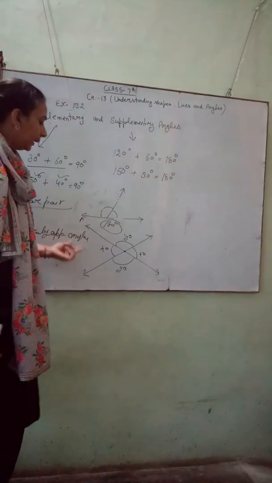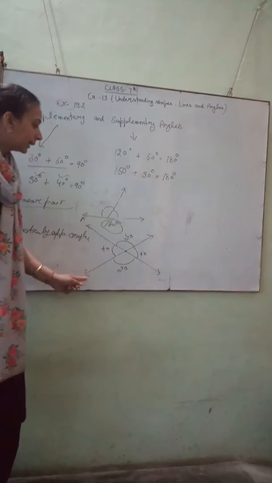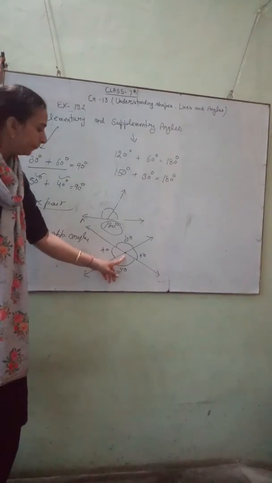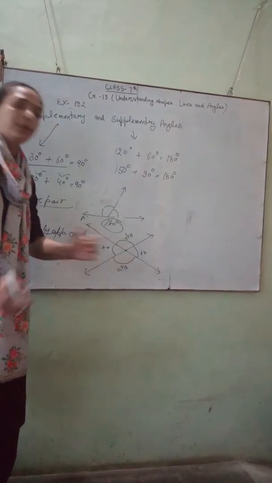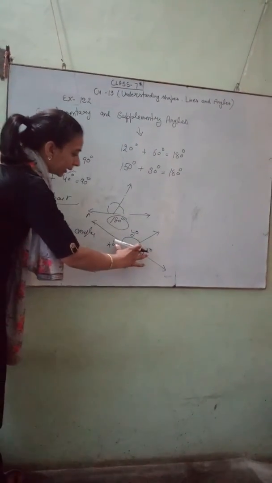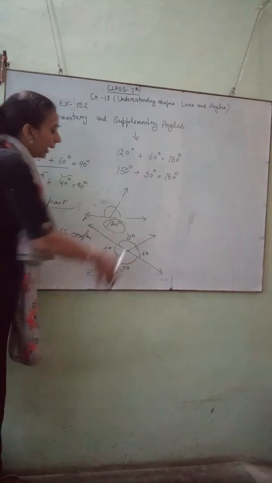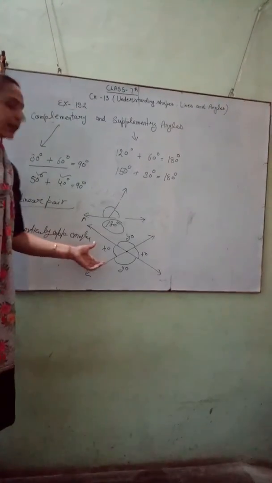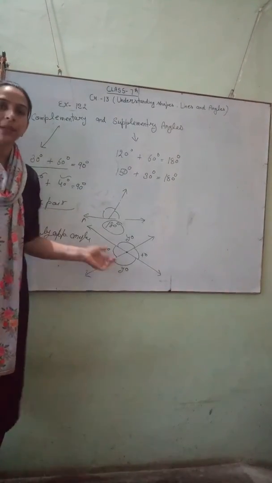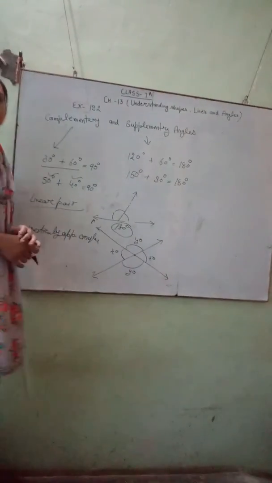Vertically opposite angles: if two lines intersect each other at a point, then there are two pairs of vertically opposite angles. These two angles are equal and these two angles are equal. Students, next we take exercise 13.2. Clear?